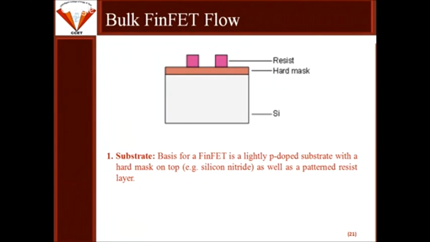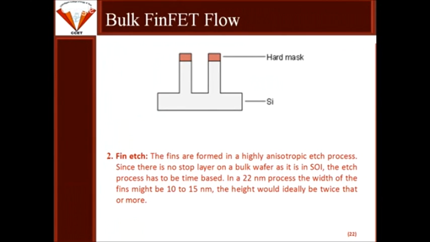So now we just move towards the process flow of bulk FinFET, how that is created. First of all, there is a wafer substrate, and over that substrate we produce some hard mask, and some photoresist material will be deposited over it, and then we start etching. So the basis of FinFET is a lightly p-doped substrate with hard mask on top as well as a patterned resist layer. Then after the etching, we'll have this scenario.